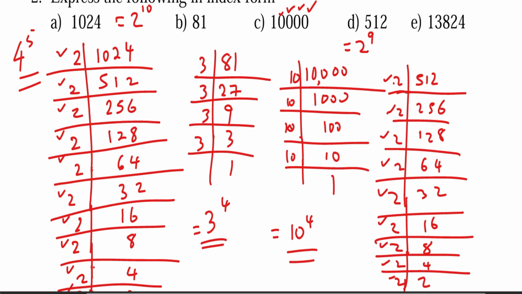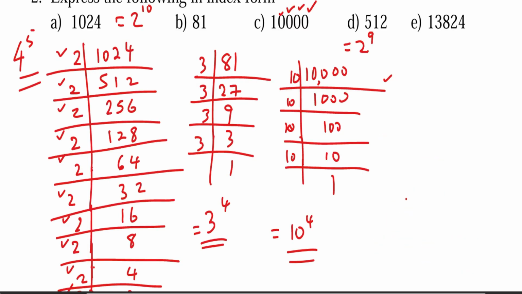If it's 512, it can be written as 4 to the power of something. But can it be written as 4 to the power of 3? No. So that's the only answer. For 13,824, let's try it out, though it's a big number.